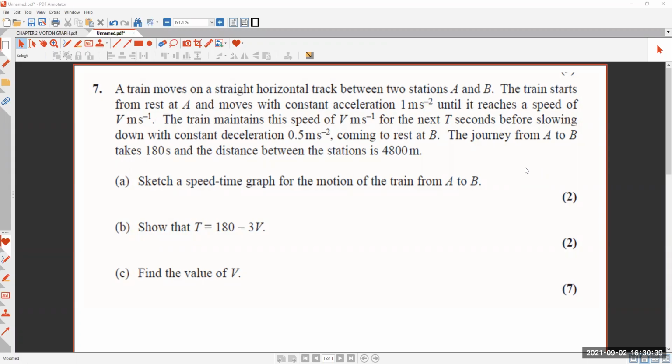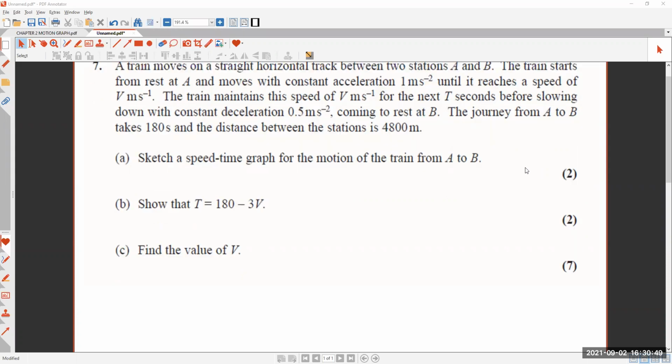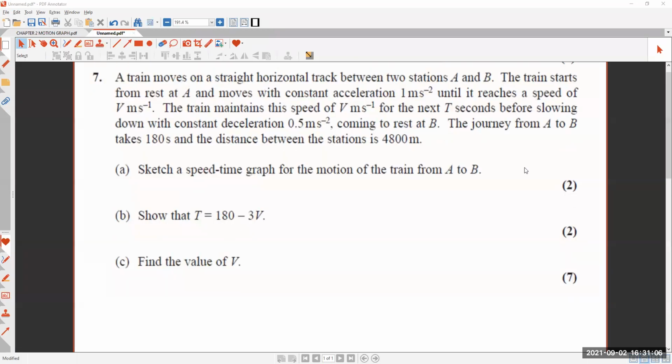Homework: a train moves on a straight horizontal track between two stations A and B. The train starts from rest at A and moves with a constant acceleration of 1 meter per second square. This had all the formulas of what we did just before this question. We did one from the textbook, question number 19 and question number 22, right? I think it was question number 22 or 21. I don't remember. Okay, so we have to draw a graph over here.